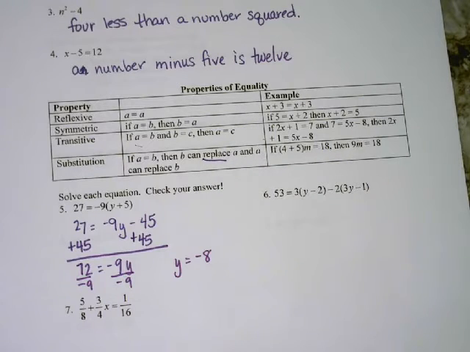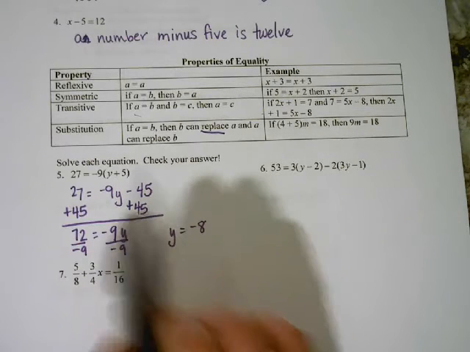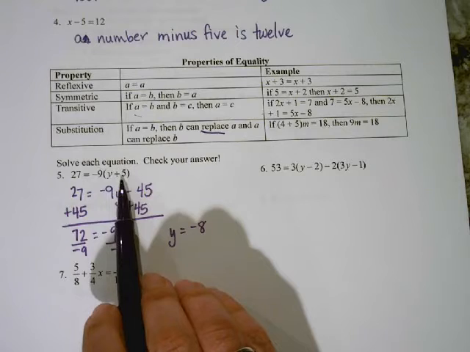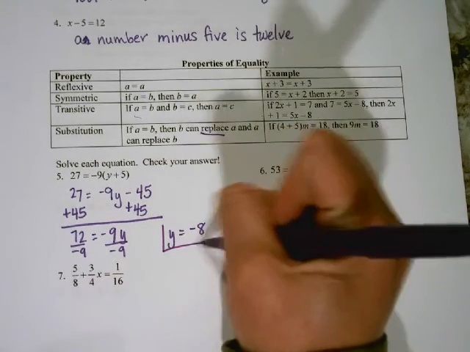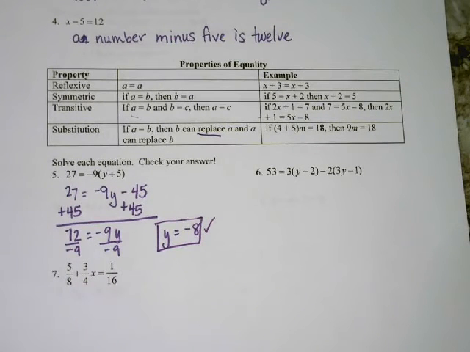All right, now it says check your answer. When I say check your answer, I don't need you to show me all of your work. At this point, I think you can do some mental math. So I just plug it in and make sure it works. -8 plus 5 is -3. -3 times a -9 is +27. So it works. So I don't actually need to see you do all of the work to check it.